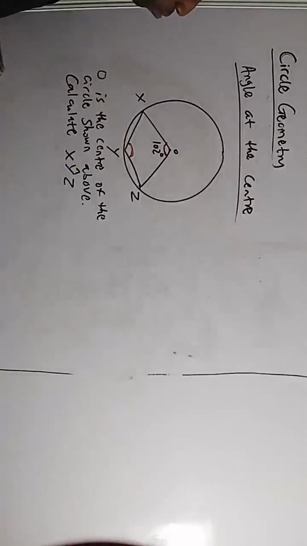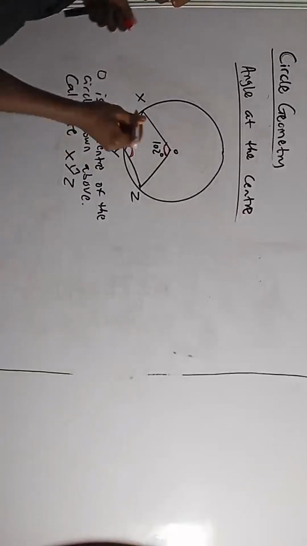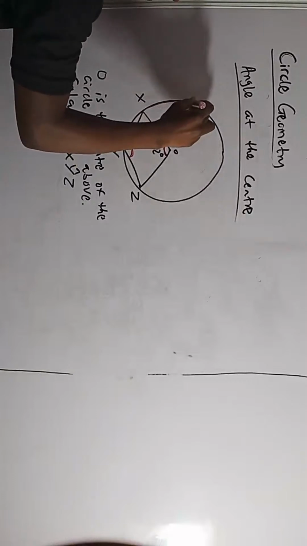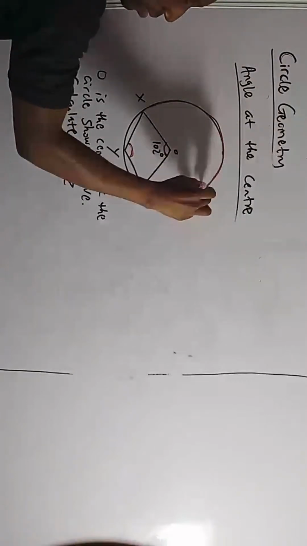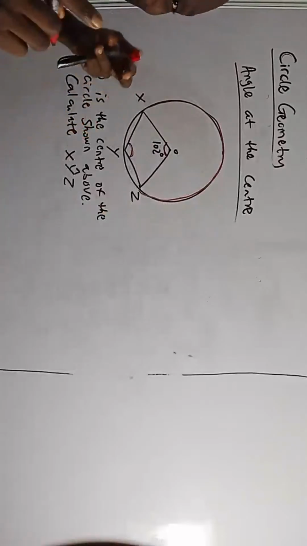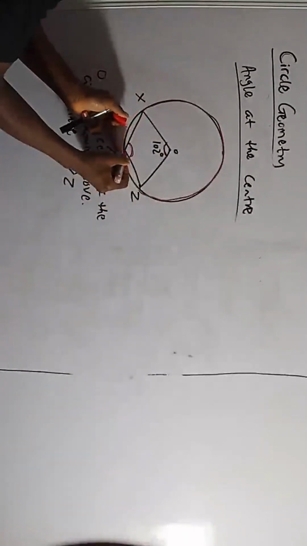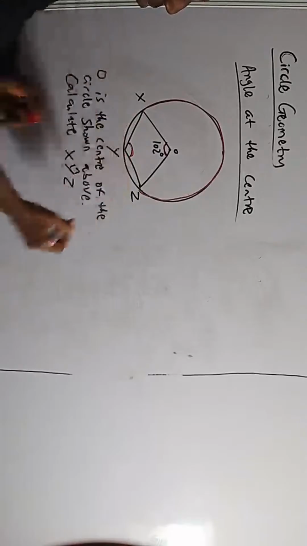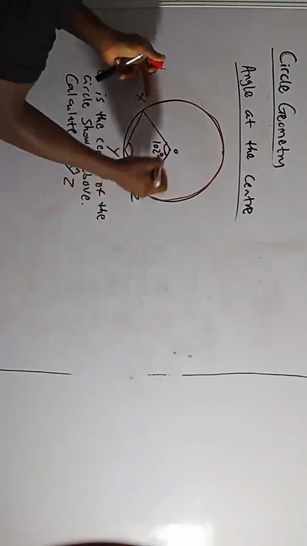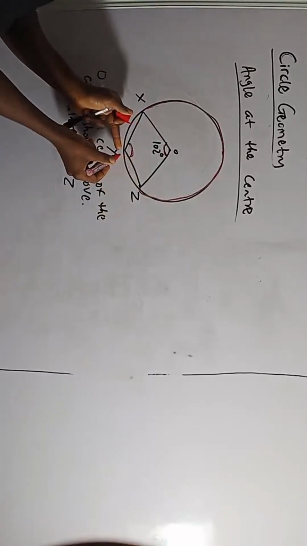This angle here. Let me tell you something. I want to show you something now. This major arc here, the major because it is longer, this major arc is responsible for subtending angle XYZ. See, this major arc is the one subtending this angle here at angle XYZ.